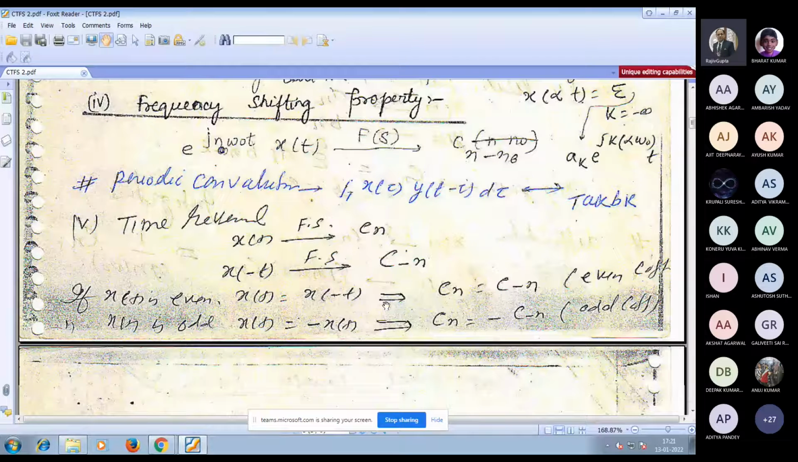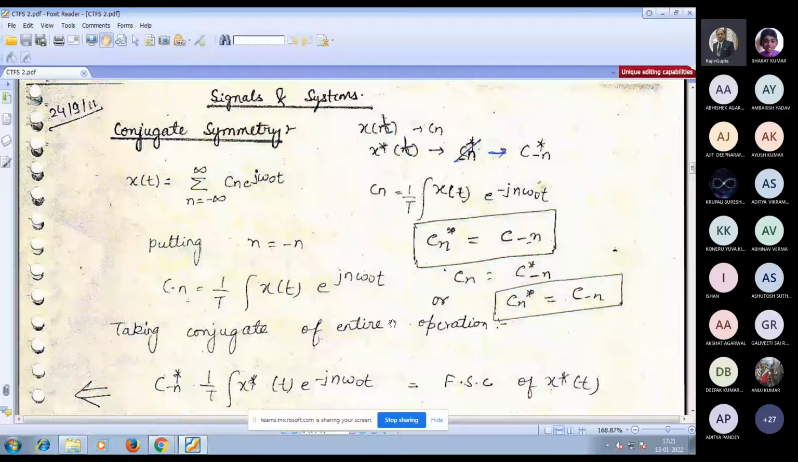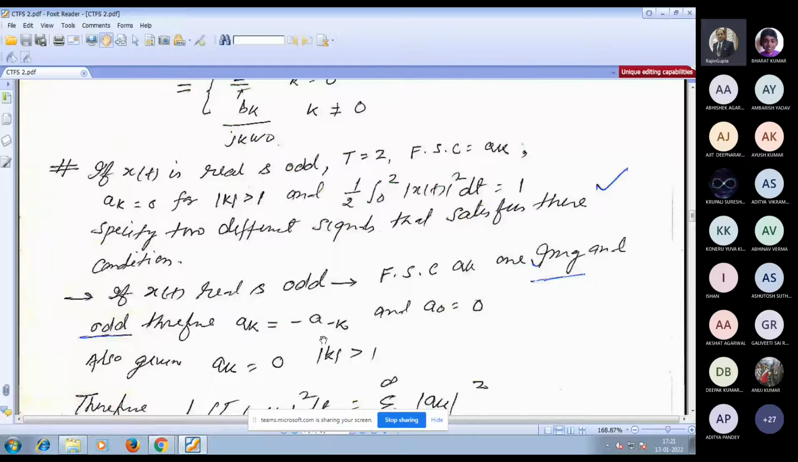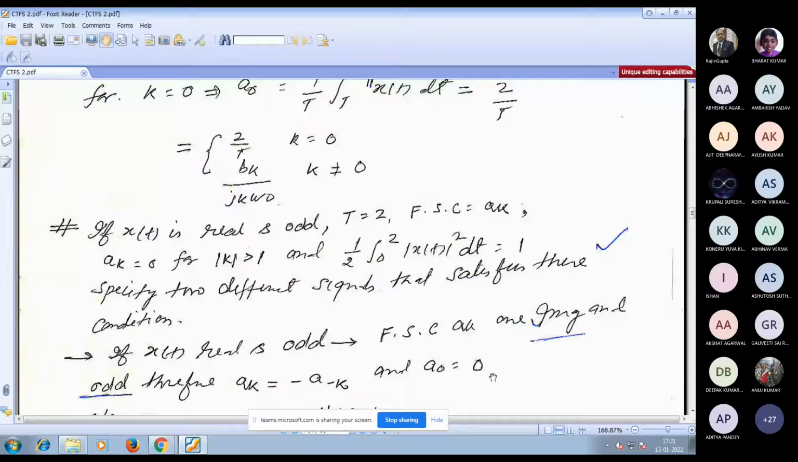Very nice. ठीक है, तो अब मुझे बाकी चीजें और बता दीजिए. ak equals to minus of a minus k, और a naught की भी इंफॉर्मेशन आपके पास है. a naught कितना होगा? 0, because the signal is real and odd. तो इतनी इंफॉर्मेशन आपके पास है और you have one more relation, half of 0 to 2 mod of xt square dt. यहाँ पर किसका यूज कर सकते हैं? This is indicating which property? Parseval's theorem. Yes, you have the use of Parseval's theorem.